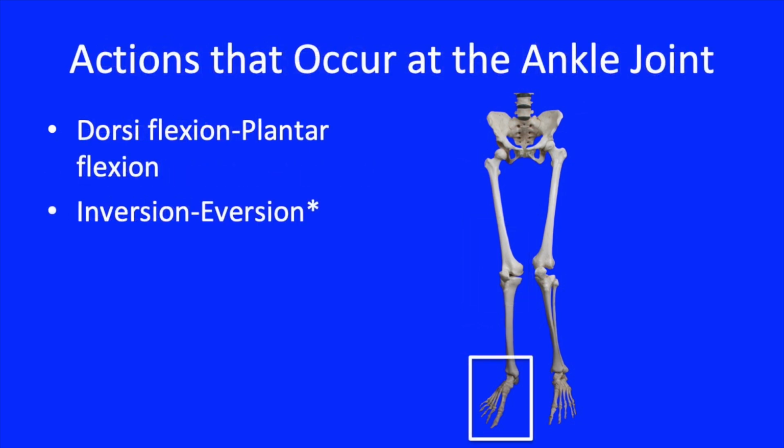We now examine the actions that occur at the ankle joint. The ankle joint, too, is a hinge type of joint in which dorsiflexion and plantar flexion of the foot occurs. This action takes place between the distal portions of the tibia and fibula and the talus. Inversion and eversion occur between the talus and the calcaneus. Let's have a look at these actions now.